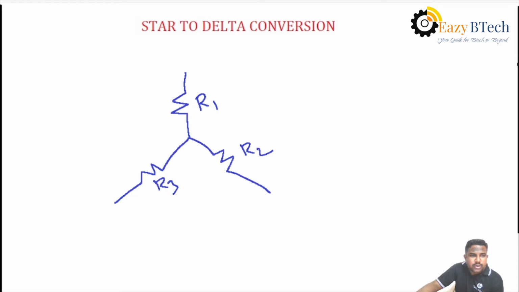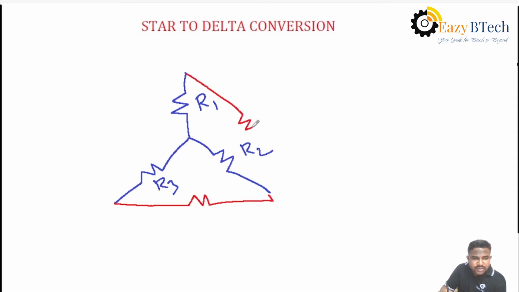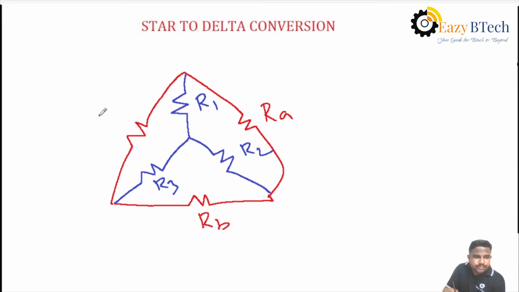Then that star connection you can reduce into a delta network. In the given problem, the star connection you can replace with a delta network by taking every resistance between the node points. Then it will be a closed circuit like that. The resistances we are taking are, for example, RA, RB and RC, the values of the delta network. It is a closed network. Here we know the values of R1, R2, R3, then we can find out the values of RA, RB and RC.